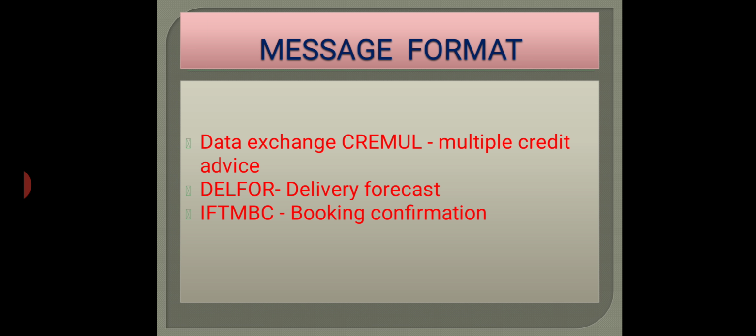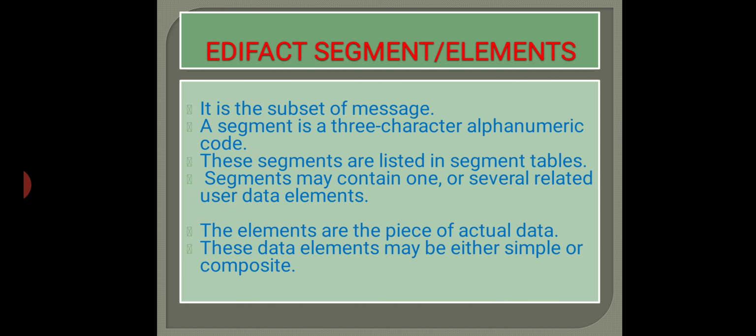Then the message types. For data exchange, we can use CREMUL, that is multiple credit advice. To send a delivery forecast, we can use DELFOR. For booking confirmations, we use IFTMBC.